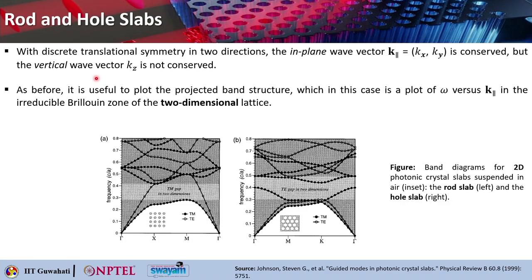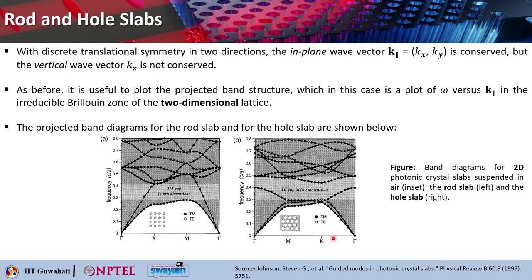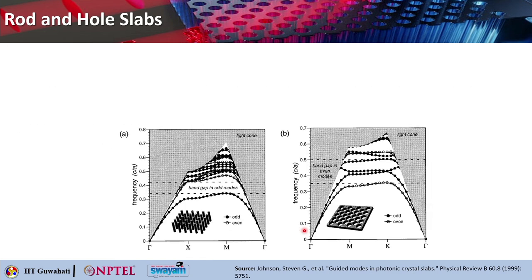Now, before you go to that kind of structure, what is the actual scenario? We can start our discussion with a very simplified version where you consider them as simple 2D lattices. The Z dimension does not exist. Fine. So it will be useful to plot the projected band diagram, which in this case is a plot of omega versus k parallel in the irreducible Brillouin zone of the two-dimensional lattice, which are shown here. So this is for the rod slab and this is for the hole slab.